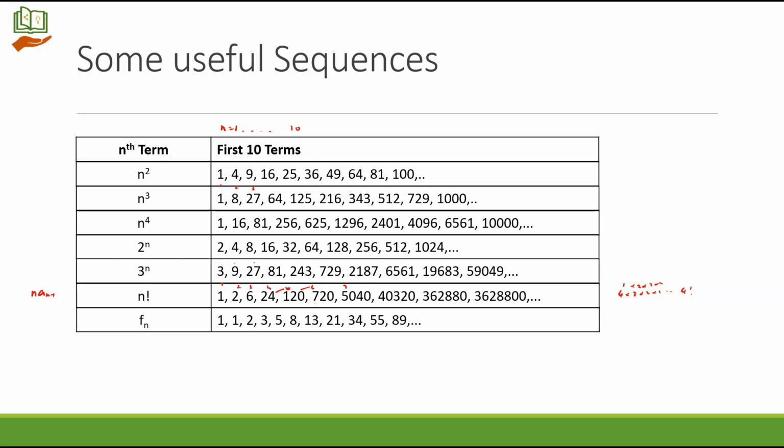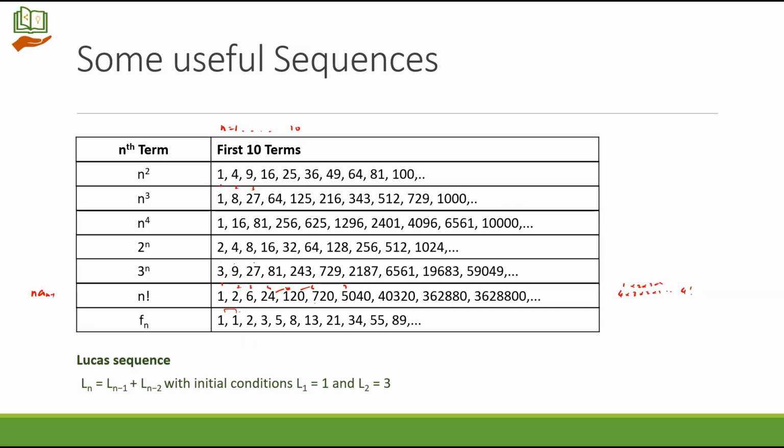Then we have Fn series. This is the Fibonacci series: 1, 1, 2, 3, 5, 8. 1 plus 1 is 2, 2 plus 1 is 3. There is also a sequence called Lucas sequence.